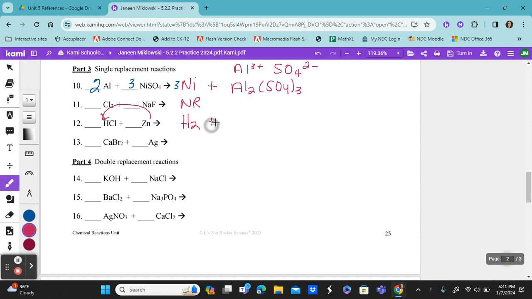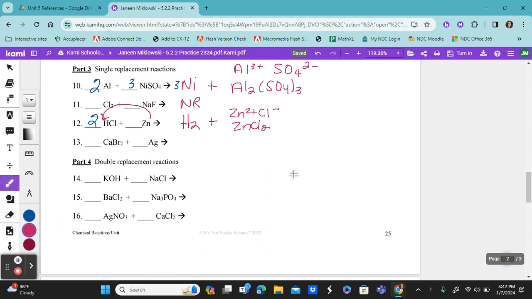It is diatomic. And then we're going to combine zinc and chloride. Zinc is a 2+, chloride is a 1-, so it becomes ZnCl2. If we go ahead and balance that, we have 2 and 2, so we're going to need 2 on this side. 2 H's, 2 Cl's, 2 H's, 2 Cl's, 1 zinc, 1 zinc.